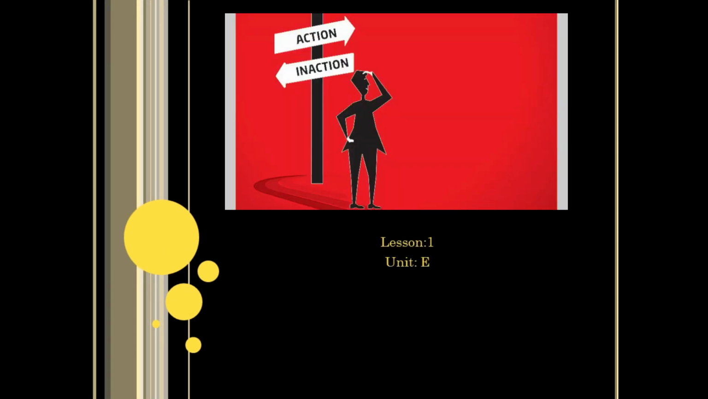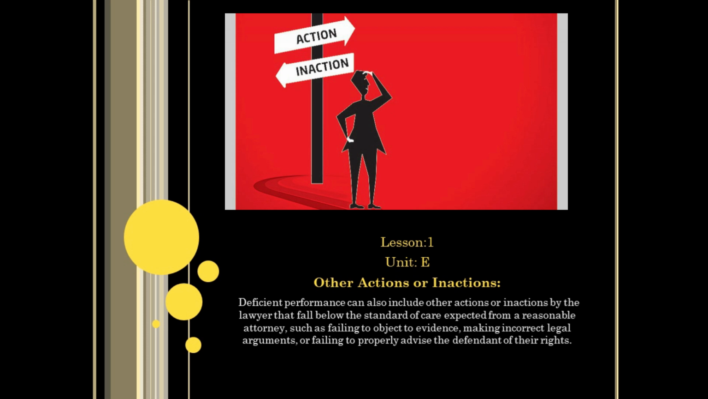Lesson 1. Unit E. Other actions or inactions. Deficient performance can also include other actions or inactions by the lawyer that fall below the standard of care expected from a reasonable attorney, such as failing to object to evidence, making incorrect legal arguments, or failing to properly advise the defendant of their rights.